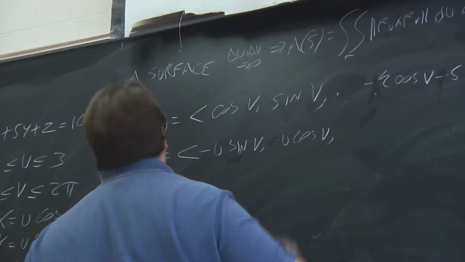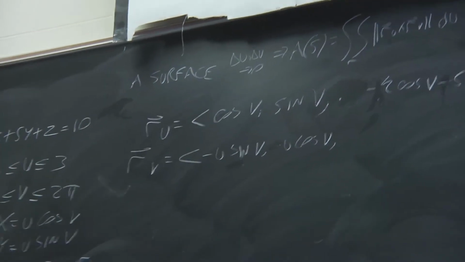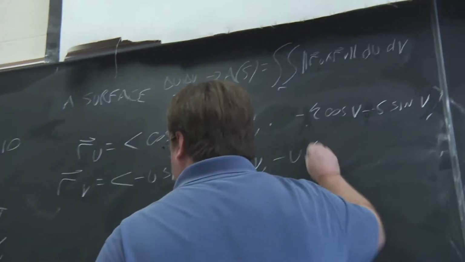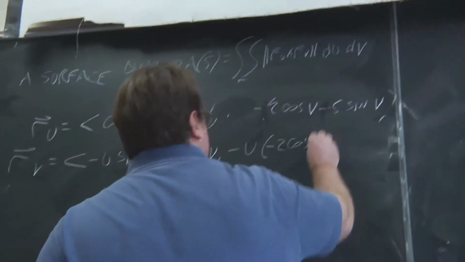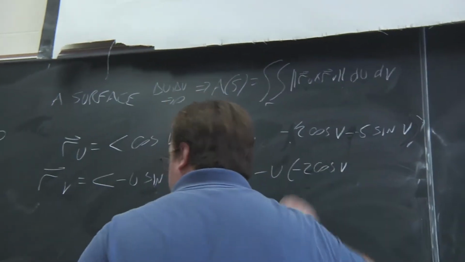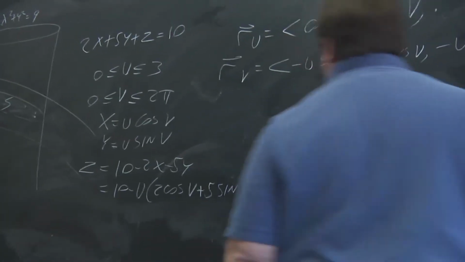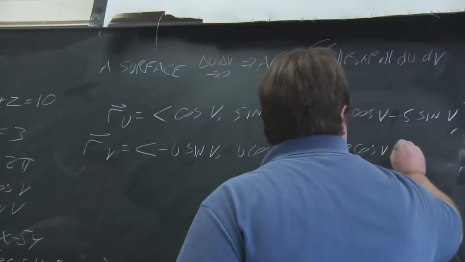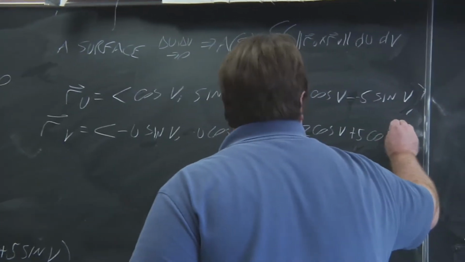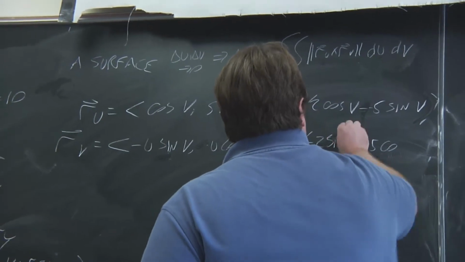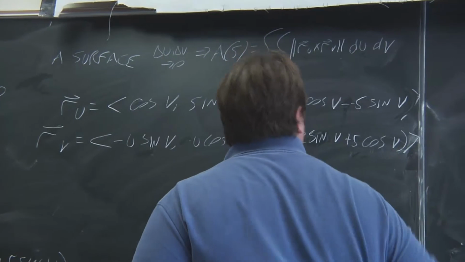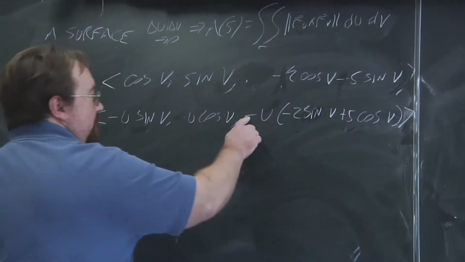Minus u sine v, u cosine v, and then we differentiate this with respect to v, so we're going to have minus u times (minus 2 sine v plus 5 cosine v). Okay, that should be a plus. I'm making all these mistakes and catching them first. All right, let's fix up these minuses because it's ugly.